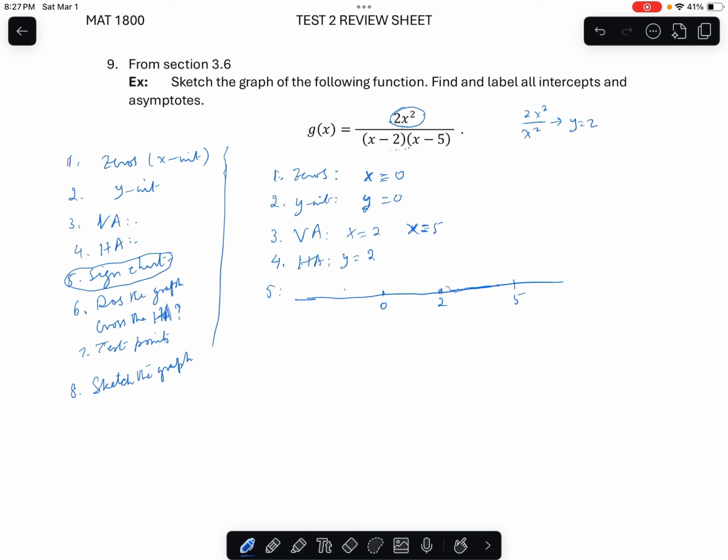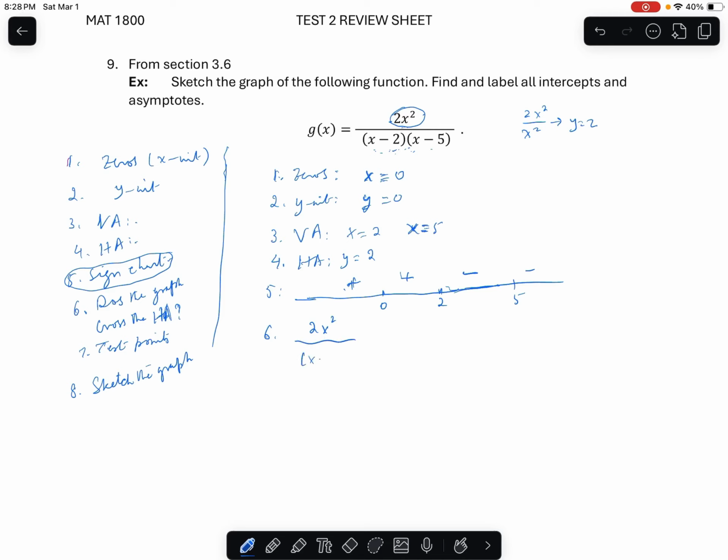If I pick -1 and plug in here, negative and negative gives positive. If we pick a number between 0 and 2 like 1, you get 1 minus 2, which is negative, and 1 minus 5, which is negative, so we get positive. Between 2 and 5, let's pick 3. 3 minus 2 will be positive, 3 minus 5 will be negative. And then beyond 5, we'll get positive. This is our sign chart. And then the sixth is, does the graph cross here? How do we check that? We take the function.